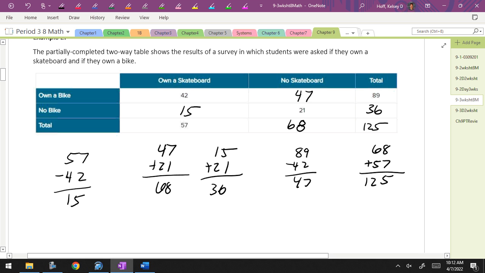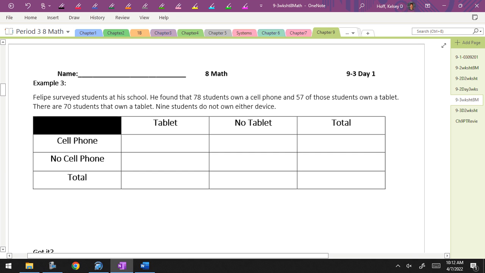Okay? Good job. I'm going to say the tricky part about this is they're also going to give us the information in sentence format and a blank table. And then we have to fill it in. Okay? This is where it's so important that you read carefully. Felipe surveyed students at his school. He found 78 students own a cell phone, and 57 of those students own a tablet. There are 70 students that own a tablet. 9 students do not own either device.